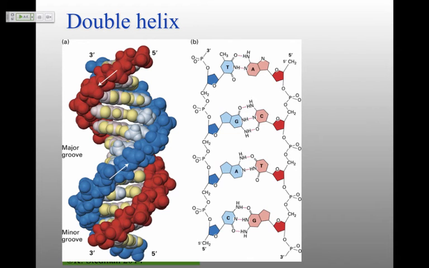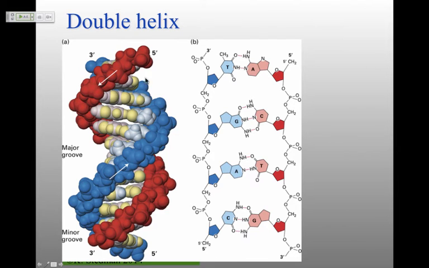Okay, moving away from our proteins into our nucleotides. Again, hopefully this is not new for anybody. Otherwise, you probably shouldn't be in this class. The double helix structure, this again is the model brought forth by Watson and Crick from data which they got from Rosalind Franklin. How they got it is another question.